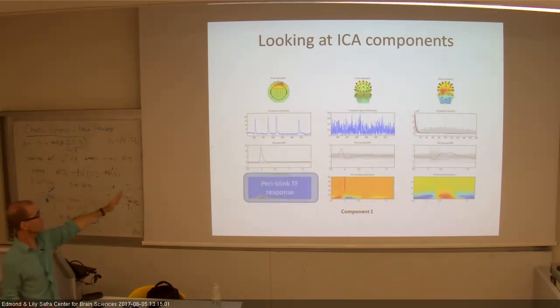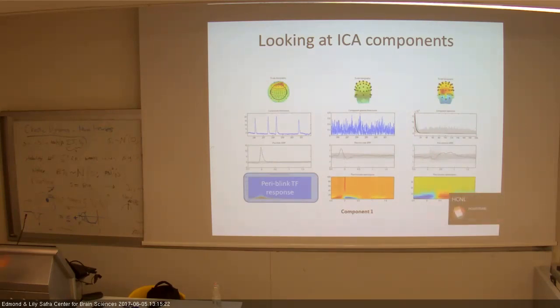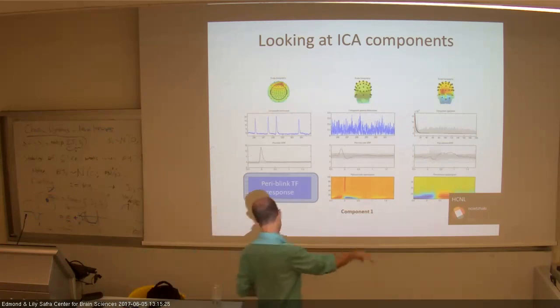Now, this, for instance, is a blink component. We know that this is a blink component. You can see, for example, that when we time lock it to the blink, you get a very nice, clean component, but less so when we lock it to other events. And you can also see the topography, which is just above and below the eye. So this is the blink component, and the idea is, sorry, I'll stop this.